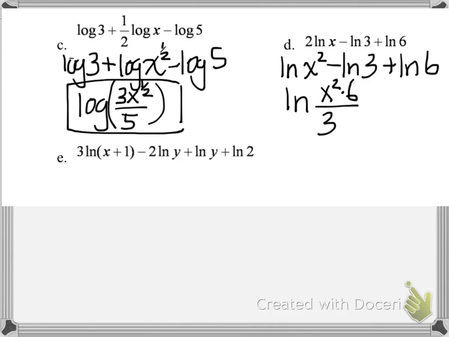Okay, so that's being multiplied, and then if we keep going here, just fix it up a little bit, we get ln of 6x squared to the third, 6x squared divided by 3. And then from here, notice that 6 and 3 can be divided, so it'll be ln x squared.